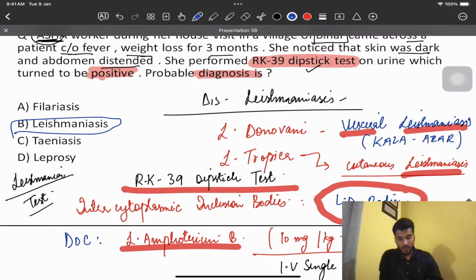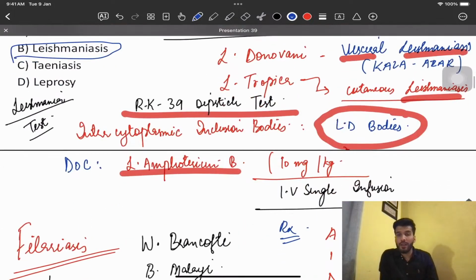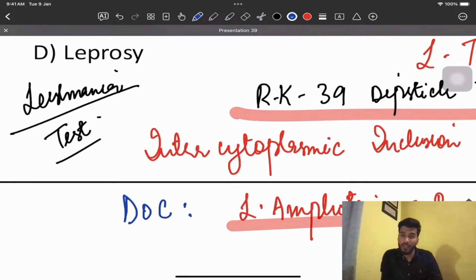So it was L. donovani, which causes visceral leishmaniasis, called Kala Azar as well. L. tropica causes cutaneous leishmaniasis. The test that we do is RK39 dipstick test. The intracytoplasmic inclusion bodies that we have are LD bodies. The drug of choice is amphotericin B. How much to give, guys? 10 mg per kg as a single IV infusion. Okay. To check the immune status of the patient of leishmaniasis, we do a test called leishmanin test.